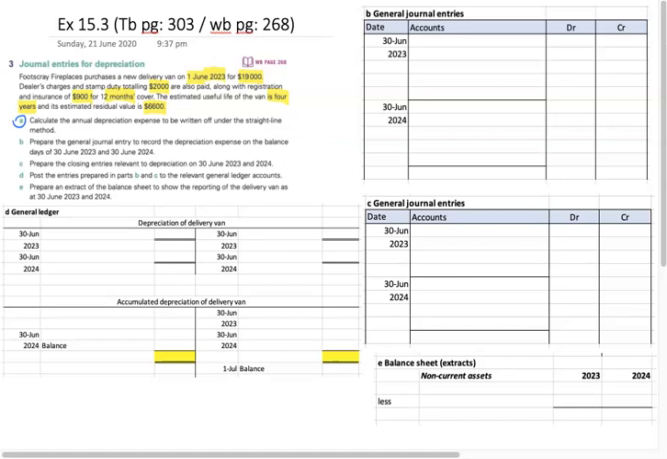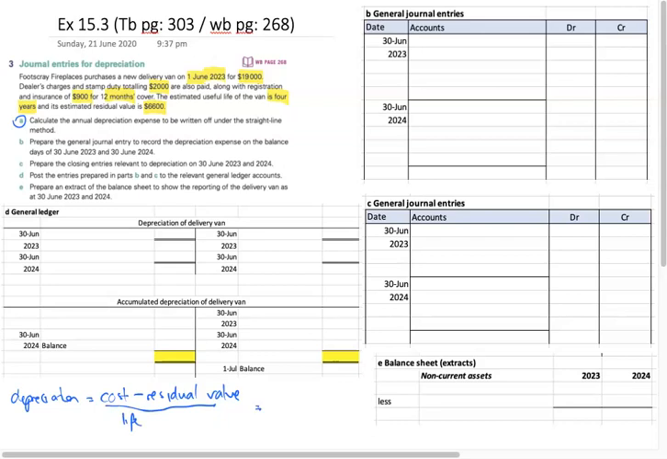We're asked to calculate the annual depreciation expense to be written off using straight line method. So let's think about what our depreciation formula is. Depreciation for straight line depreciation, so depreciation expense equals cost minus residual value over or divided by its life.